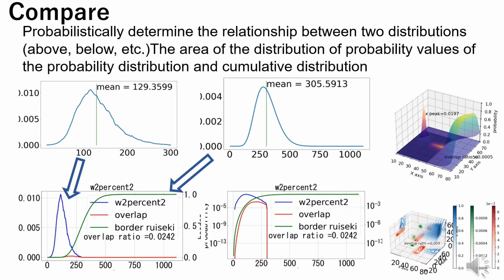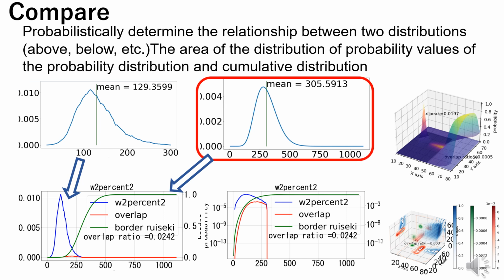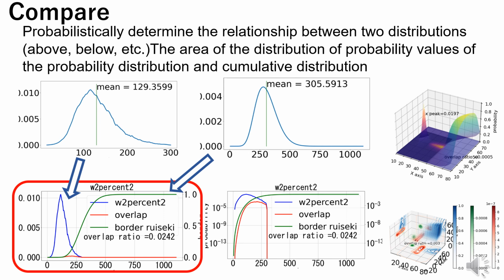For example, when comparing distributions. When comparing a distribution with a mean value of 129. When comparing a distribution with a mean value of 305. When the distribution with 305 is considered a cumulative distribution, the area of the distribution of the product of the 2 probability values gives a probability of 2.42% that the distribution with 129 exceeds the distribution with 305. The probability value is displayed in the graph as an overlap ratio or percentage. In this case, the distribution of the product sticks to 0 and cannot be seen.